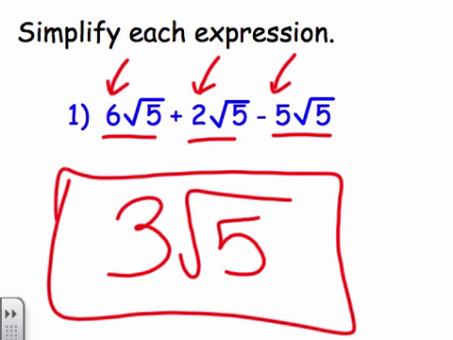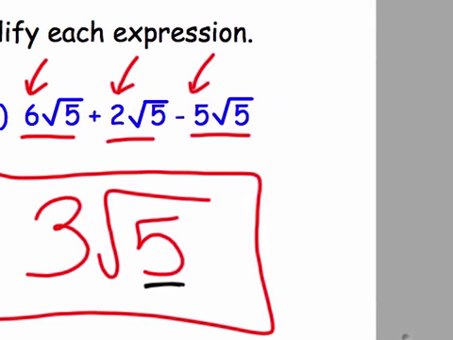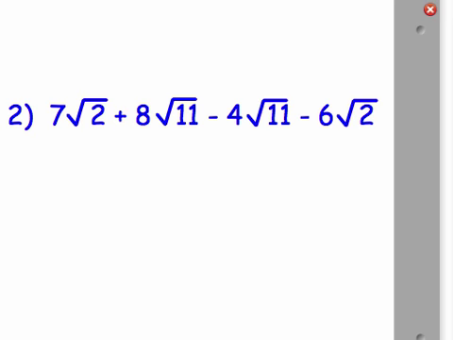And I should check to see if it's fully simplified, which basically means, are there any perfect square factors of 5? Nope, so it's simplified. 3 times the square root of 5. Good to go. Let's look at this next one.